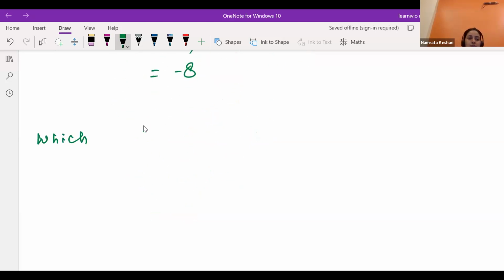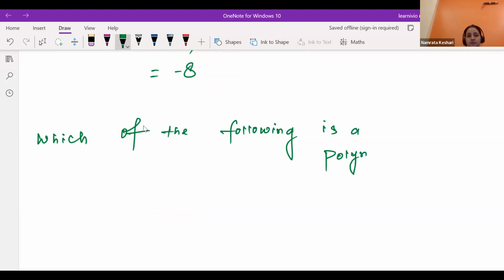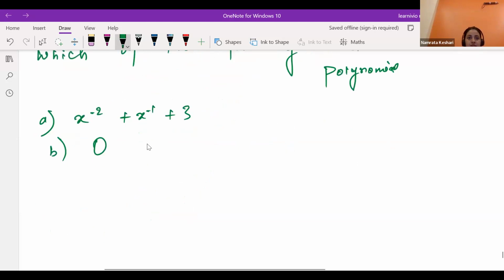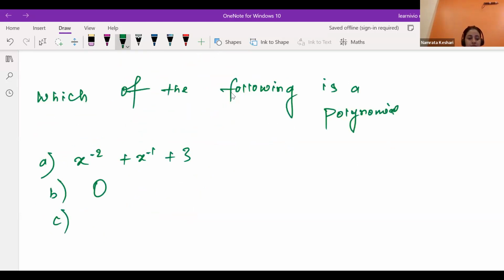Which of the following is a polynomial? Options are... which of the following are polynomial over here? Which one is the polynomial?